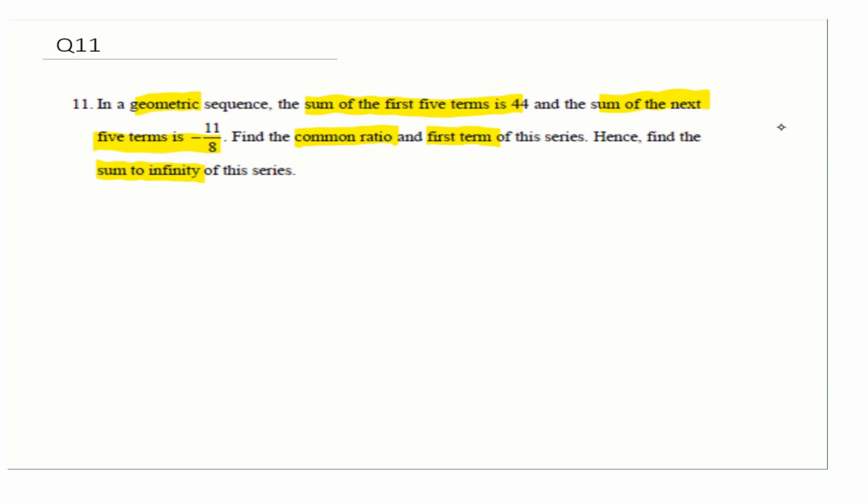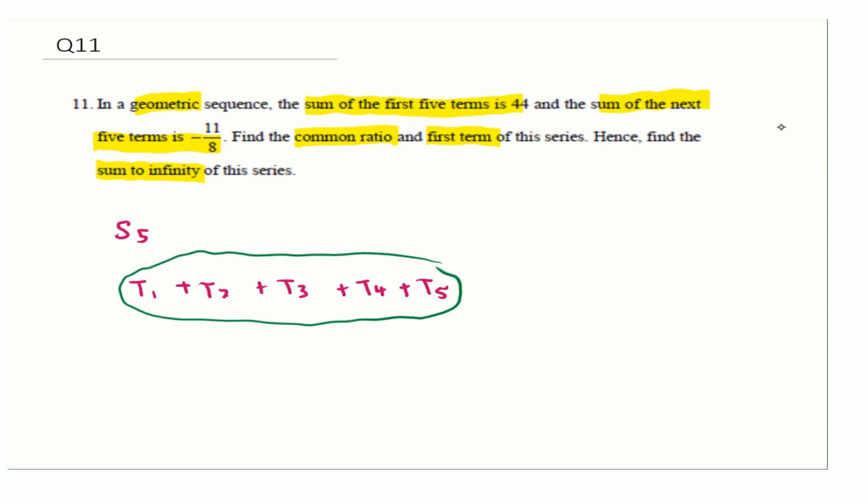Okay, so our information here is the sum of the first 5 terms. The sum of the first 5 terms is S5. S5 means T1 plus T2 plus T3 plus T4 plus T5. This is S5. And its sum is 44.